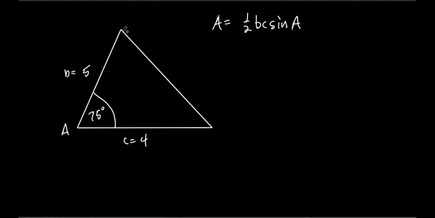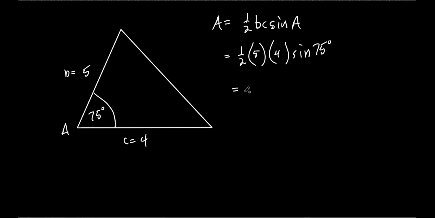So now, you don't have to draw the height. You don't have to look at it and say what over what and what trig function and all that kind of stuff. All right? It's going to be the sine. And so all you do is just plug everything in. Just plug and chug, right? So it's 1/2 times B, which is 5, times C, which is 4, times the sine of A, which is 75. Throw all that into your calculator all at once.